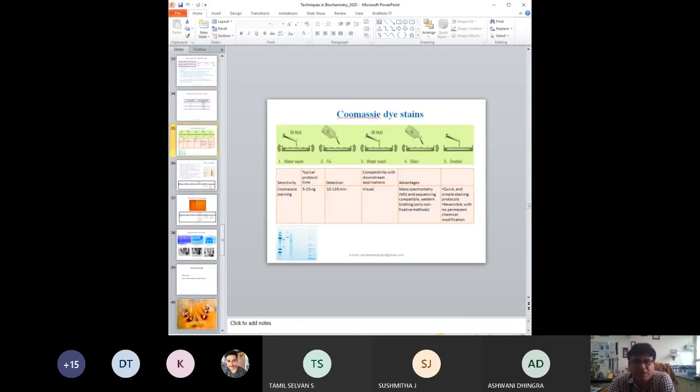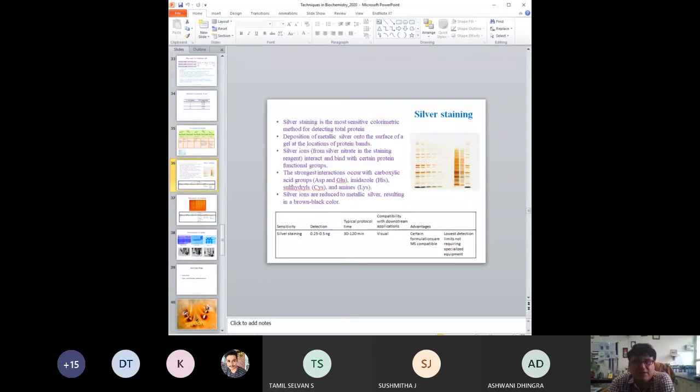Then staining. One by one, I explained a few of the staining methods, like Coomassie dye stain. I told you this is one of the most common, routinely used in the lab, and I told you the detection limit is basically 5 to 25 nanogram. Most SDS-PAGE gels are stained with the Coomassie dye.